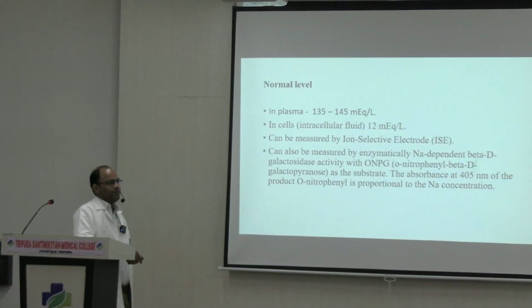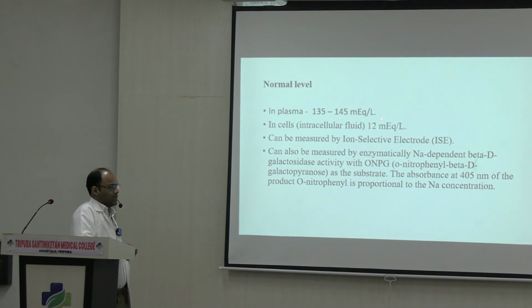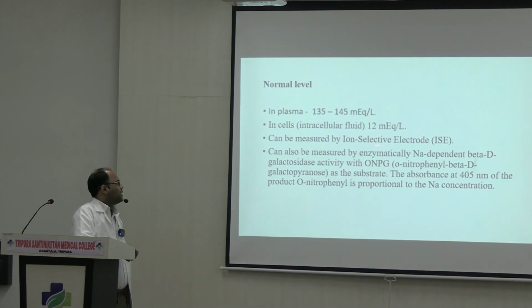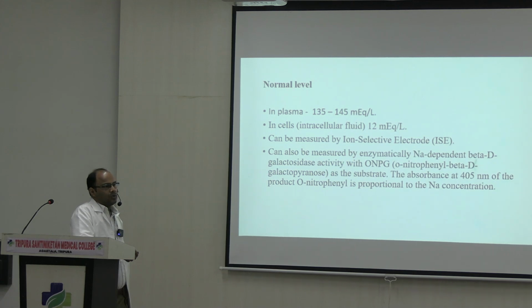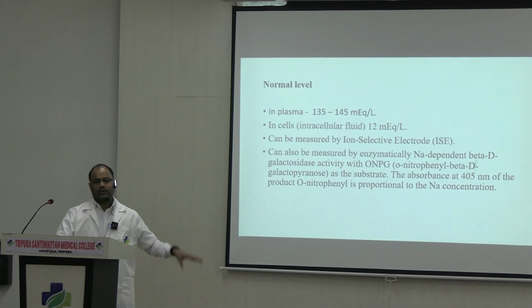Normal plasma level, as I told earlier, just remember this: 135 to 141 milliequivalent per liter. This is the normal level. Intracellular level is 10 to 12 milliequivalent per liter. It can be measured by ISE. Just remember this: ion selective electrode. In modern laboratories, we are using this technique, the ion selective electrode technique. Even fully automatic analyzers have an inbuilt ISE.